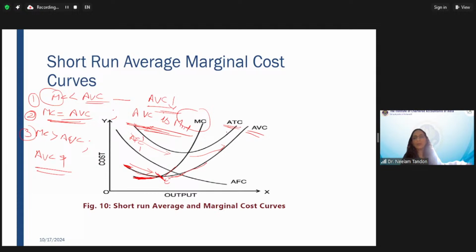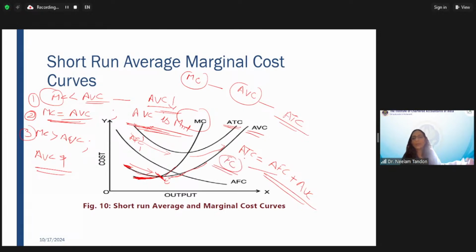So what is the relationship here between average total cost and average variable cost and the marginal cost? Marginal cost decides the shape of AVC. AVC decides the shape of ATC, because ATC is equal to AFC plus AVC. And since AFC depends on fixed cost, this ATC depends on average variable cost.